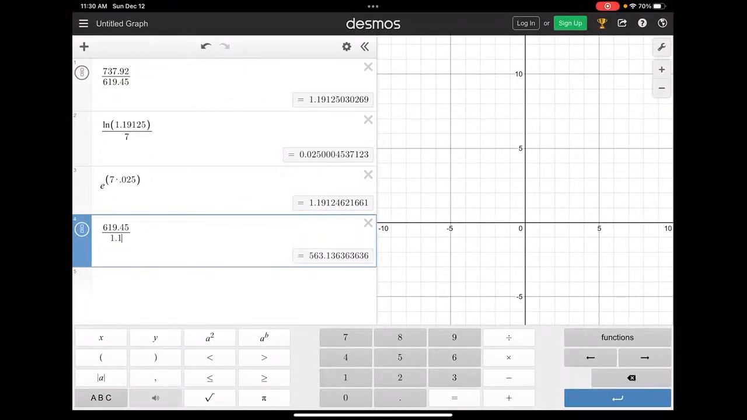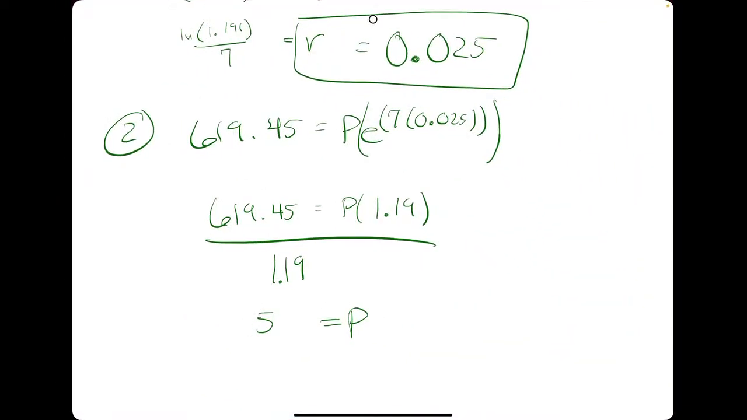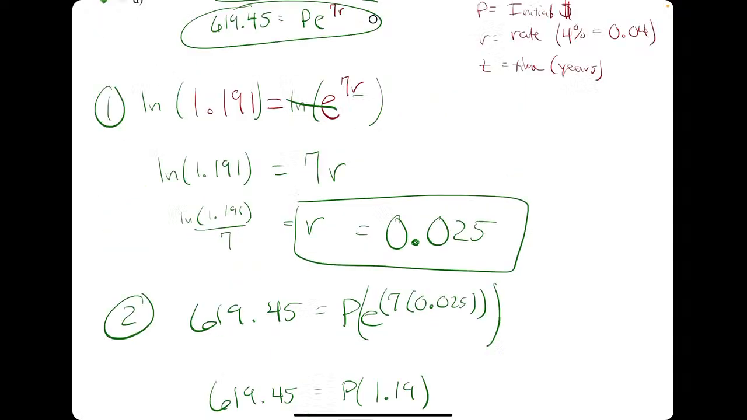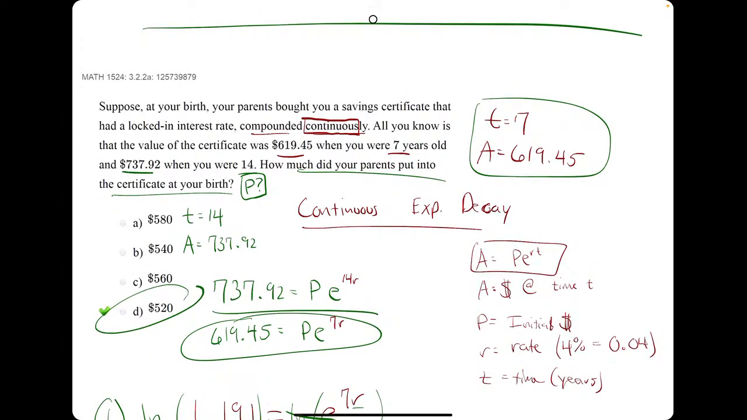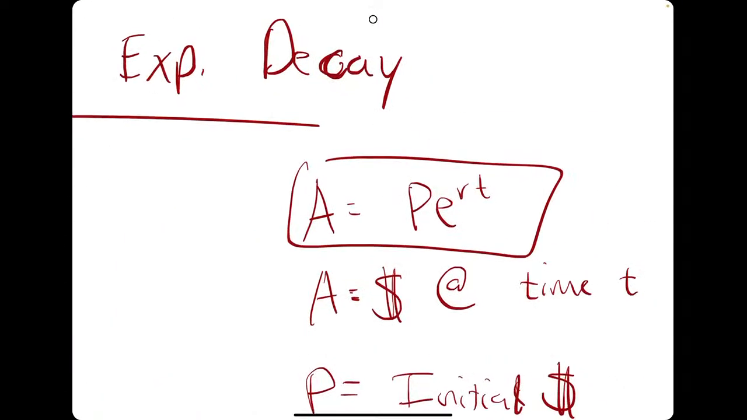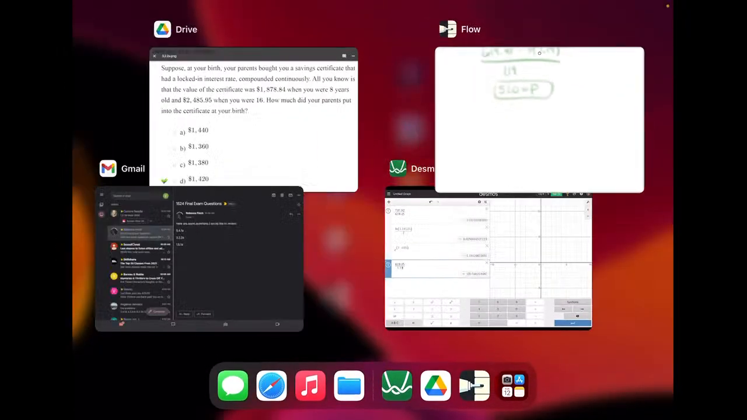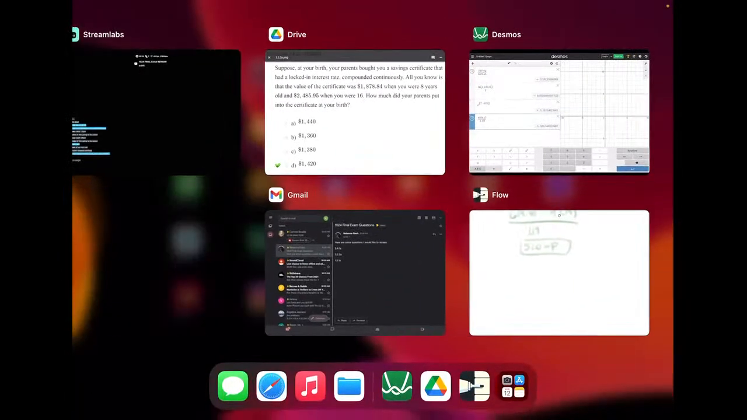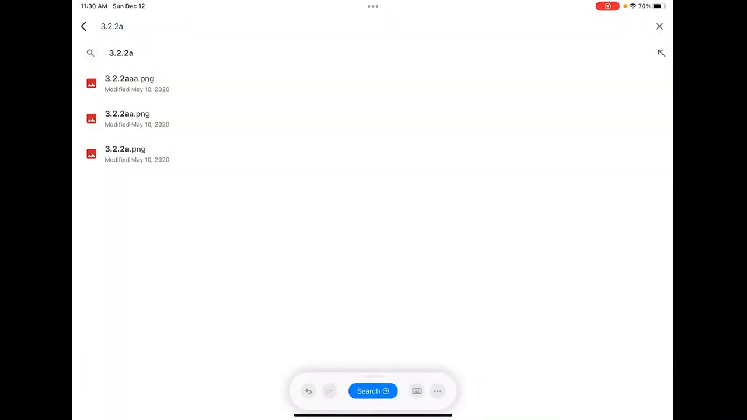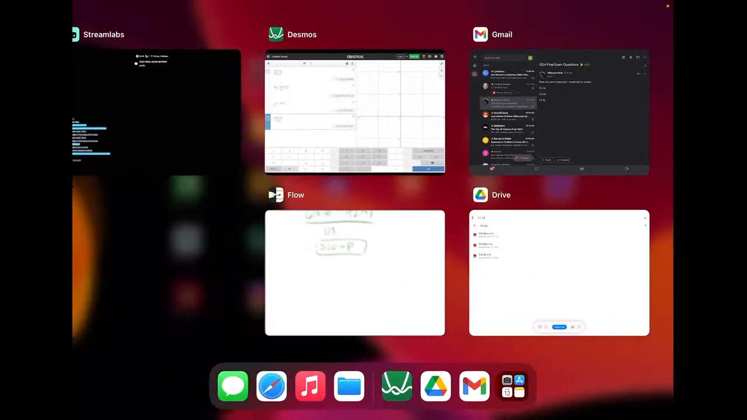Let's see. 1.19. And we get approximately 520 for P. So our initial investment should be 520. All right. Hopefully that makes some sense. Again, I may do one more problem with PERT with A equals P e to the RT, because I could totally see maybe 1 or 2 problems on the exam using that equation. But before I do so, I think there was still a 1.5.1 to look into.